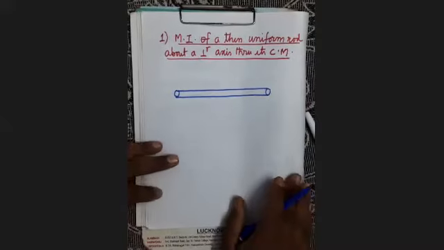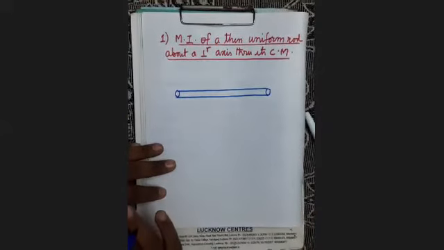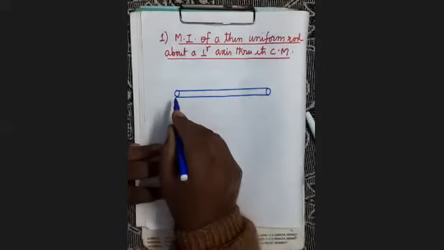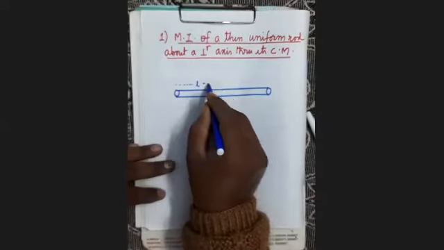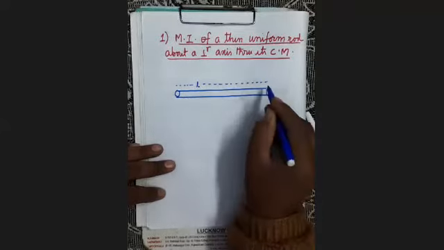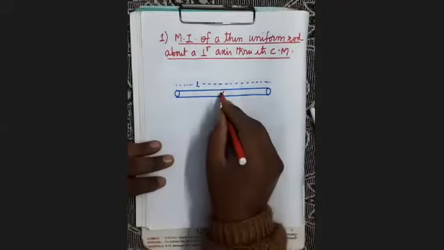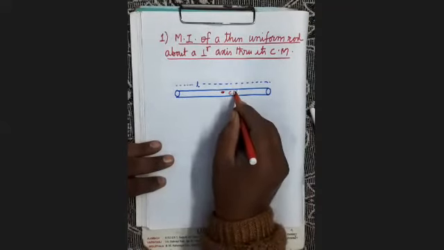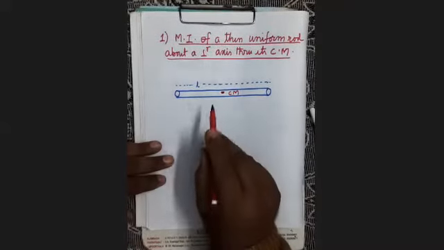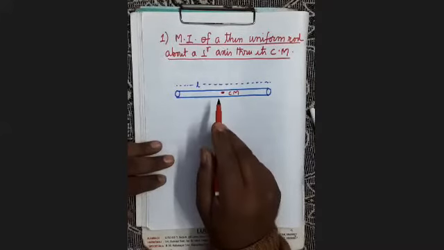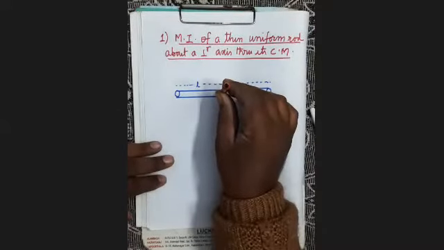Mass is distributed uniformly. It is not like that this part is heavier and this part is lighter. It's clear. Its length we have taken as L. This is the length of the rod. Where will be its center of mass? Its center of mass will be the midpoint of the thin uniform rod because mass is distributed uniformly. We have to determine its moment of inertia about an axis which passes through center of mass and which is perpendicular to the length of the rod.